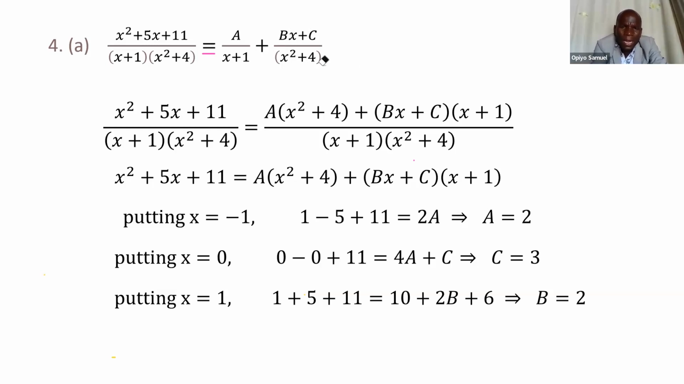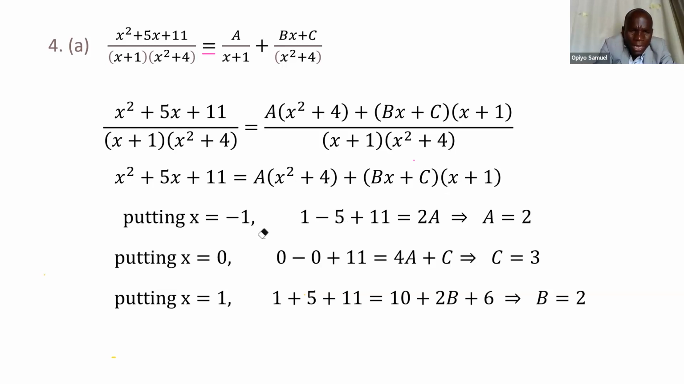So when we manipulate the right hand side, we get the LCM, which is x plus 1 times x squared plus 4. Then we express the numerator based on the LCM. So the numerator, x squared plus 5x plus 11, will be equal to a times x squared plus 4 plus bx plus c times x plus 1. One of the techniques to find the values of a, b, c is to put suitable numbers in place of x.